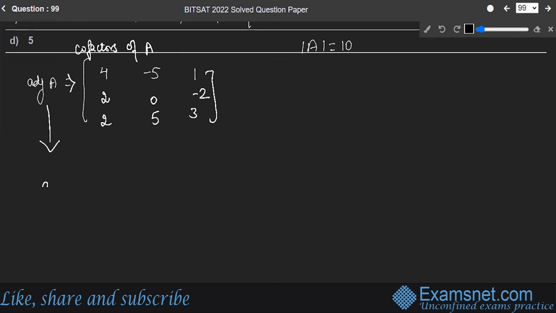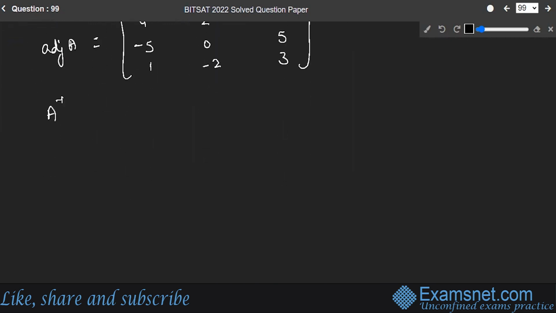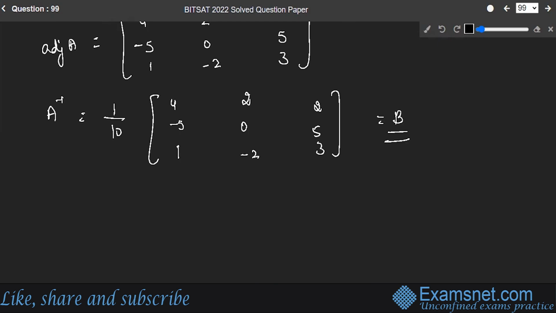So for the adjoint of A, this will be 4, minus 5, 1, 2, 0, minus 2, and 2, 5, and 3. Okay. And what about A inverse? That is equal to 1 upon 10 into 4, minus 5, 1, 2, 0, minus 2, 2, 5, and 3. Okay, so this was equal to your B.